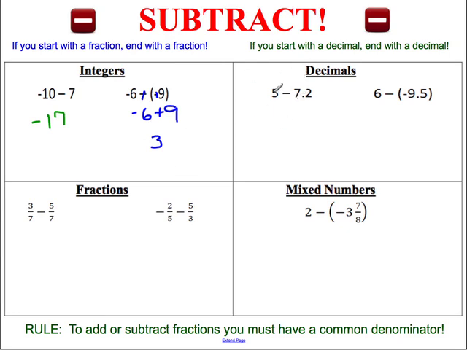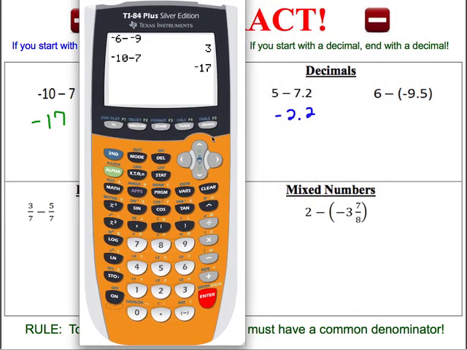Decimals, 5 minus 7.2. I like this one because you have $5, you lose 7.2. What happens? You go in the hole. $2.2. Again, decimals, though, usually I'm just going to say, hey, calculator. For a decimal, 5 minus 7.2. Boom, good to go. It is negative 2.2. And while I got the calculator up, let's do the next one.